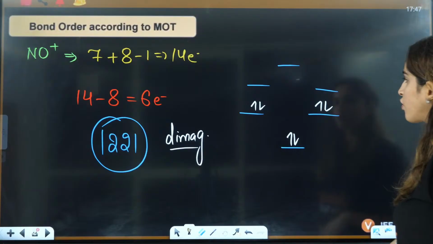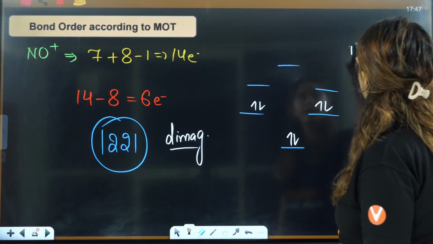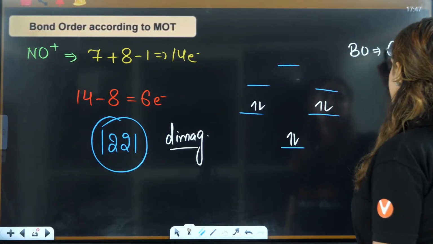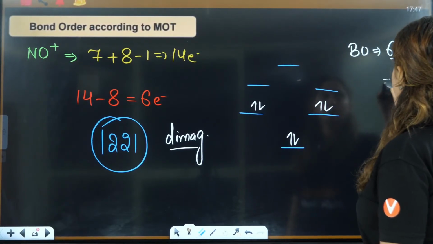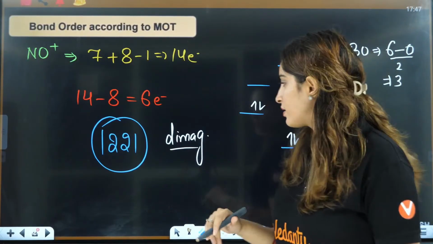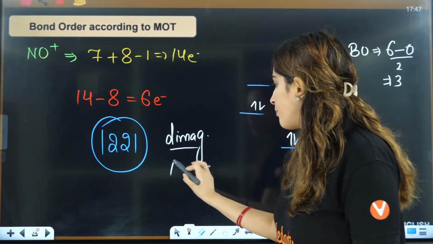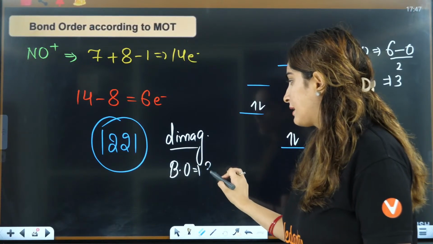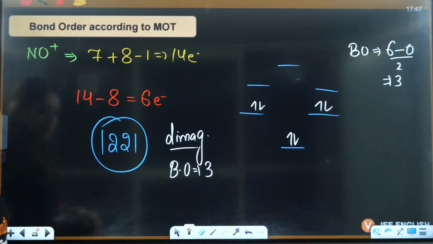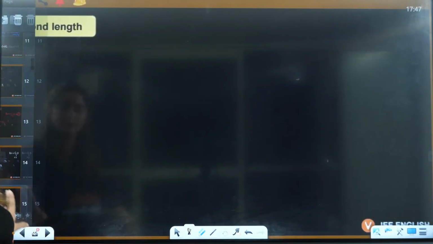No unpaired electrons. What is the bond order here? Antibonding is 0 here, so it will be 3. So that's why NO positive will have 3 bonds here, right? So the bond order is 3. Clear?